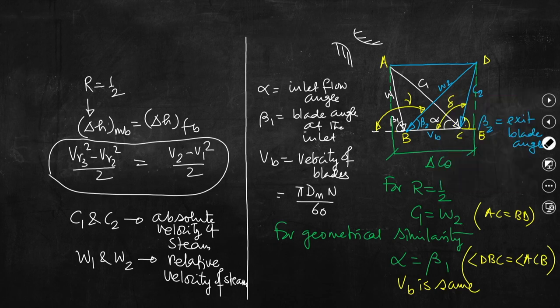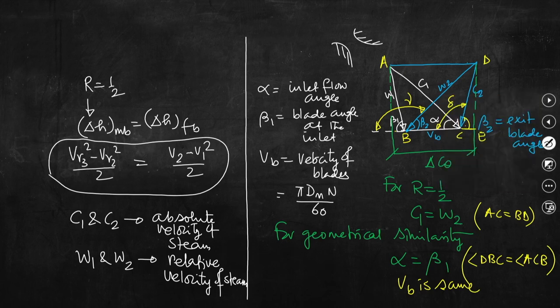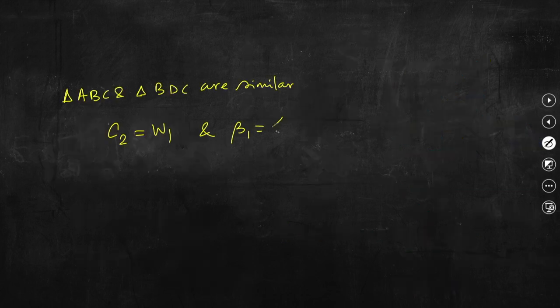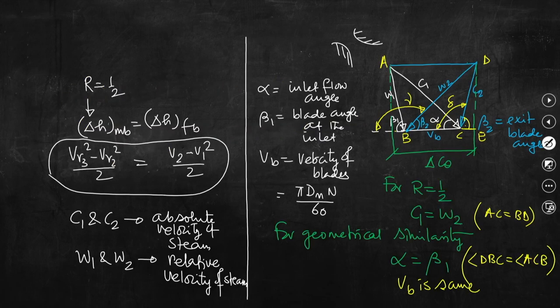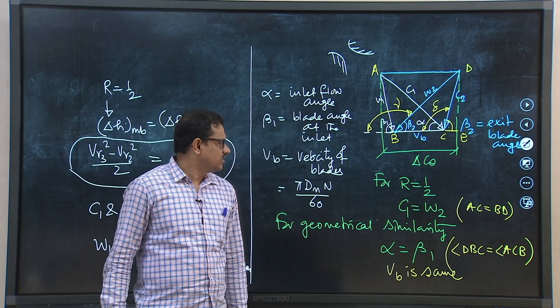So, this is E, so this beta 1 equal to angle ACE. Angle ACE equal to 180 minus delta, that we can write easily, right, because these two triangles are similar. Now, basically it is very uncommon that the blades will be symmetrical, right.